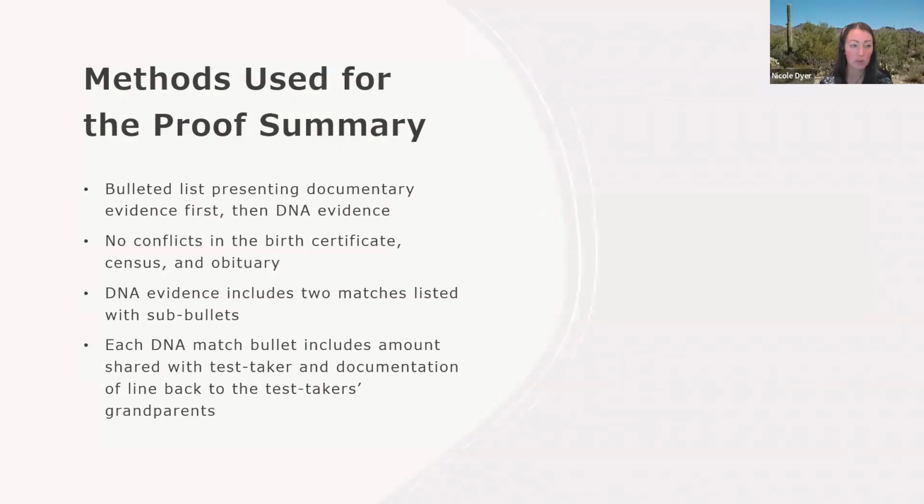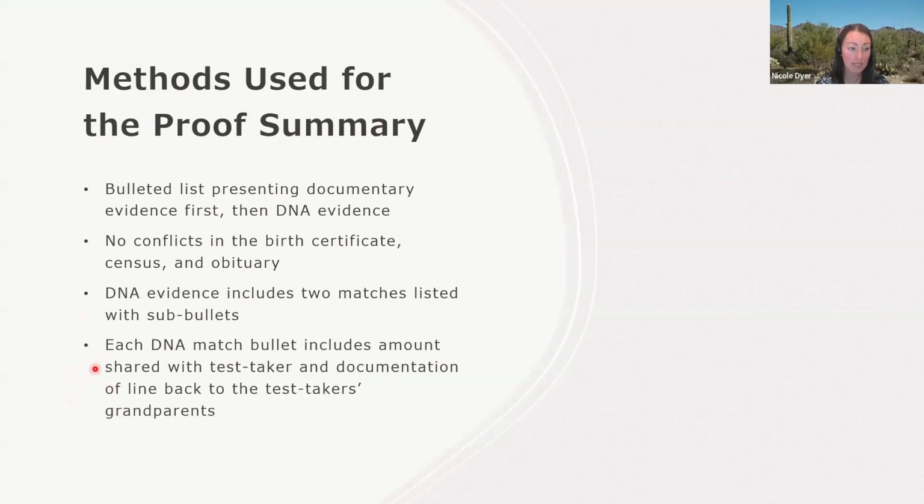And so let's just review the methods that were used in this proof summary. First, we made a bulleted list rather than paragraphs, although either one would work. I presented the documentary evidence first and then the DNA evidence. There were no conflicts in the birth certificate, census, and obituary. And the DNA evidence includes those 2 matches that are listed with sub-bullets. Then each DNA match bullet includes the amount of shared DNA with the test taker and the documentation of the line back to the test taker's parents.